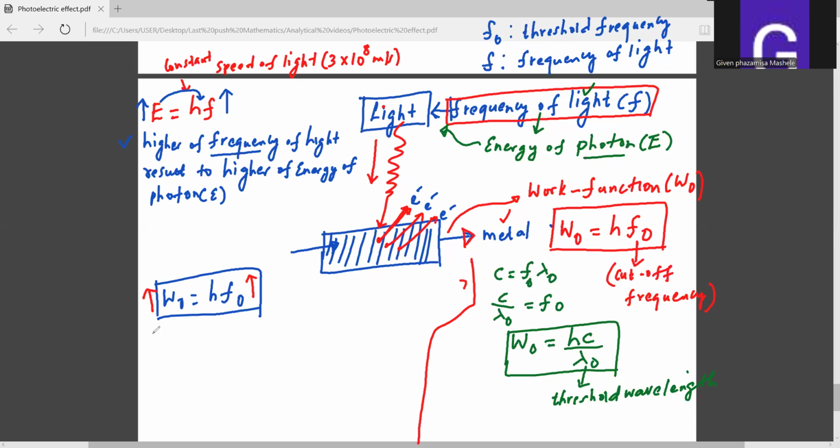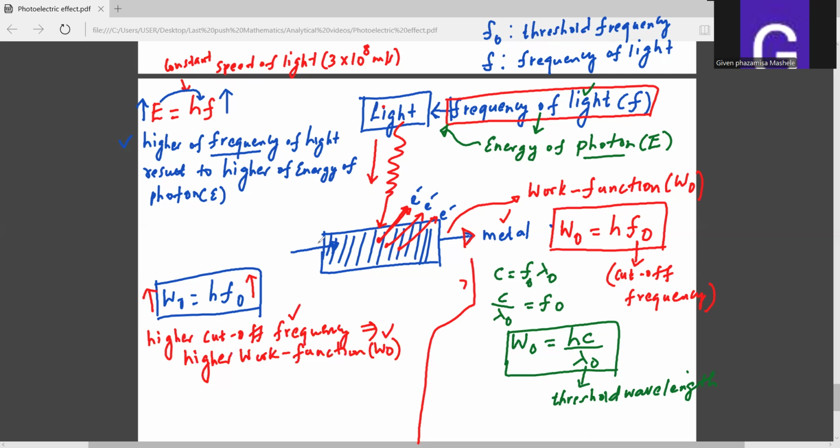So it means higher cutoff frequency or threshold frequency results to higher work function. So if I want to increase the work function, I have to increase the cutoff frequency.